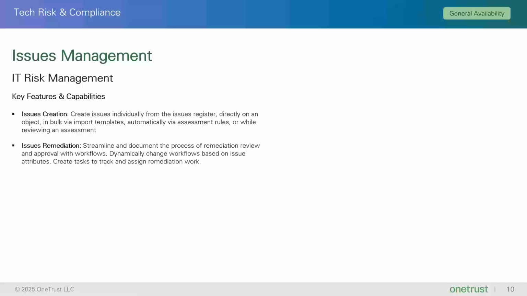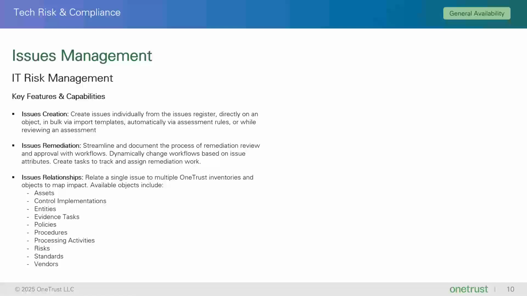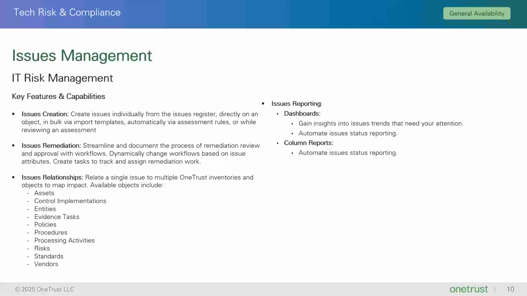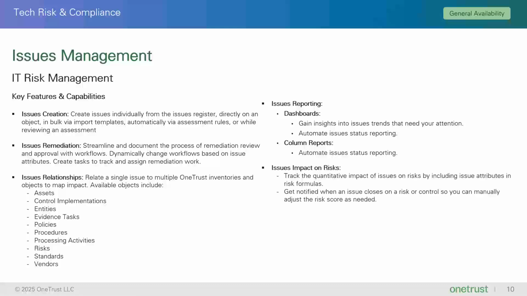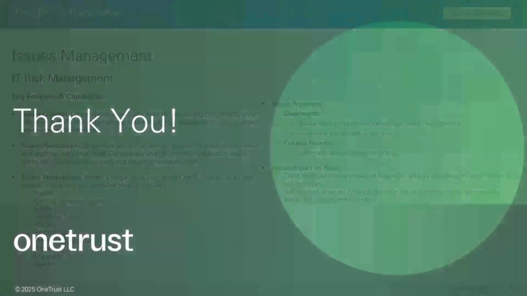Create tasks to track and assign remediation work. Issues relationships allows you to relate a single issue to multiple OneTrust inventories and objects to map impact. Issues reporting, where you can gain insights into issues and trends that need your attention. Issues impact on risk enables you to track the quantitative impact of issues on risk by including issue attributes in risk formulas.